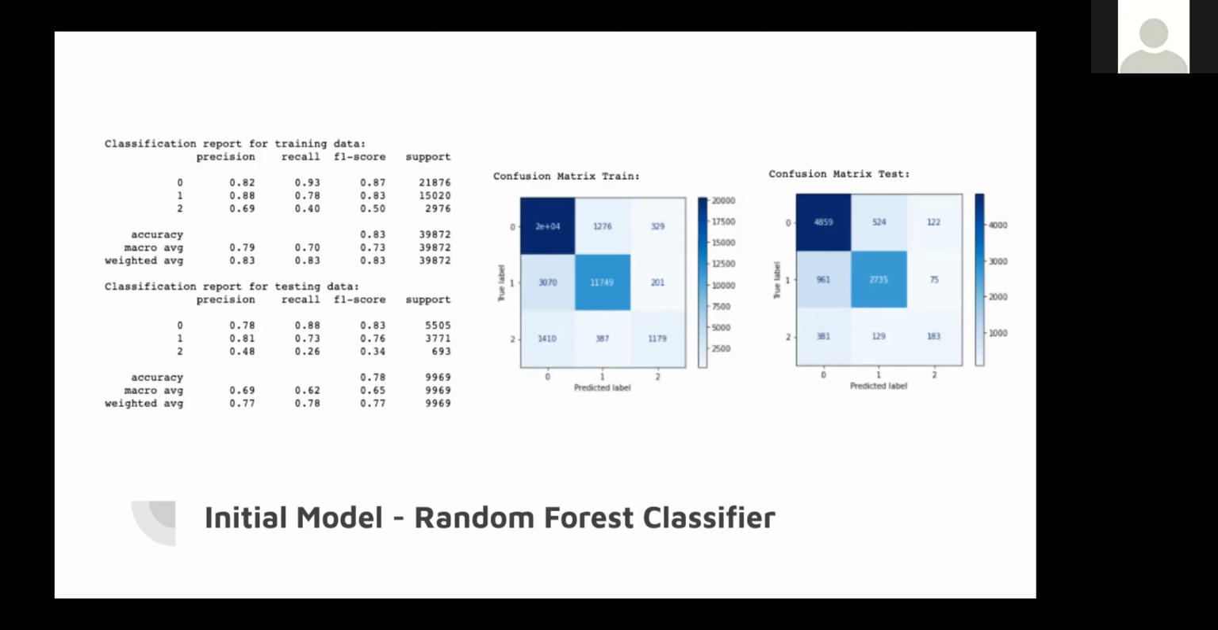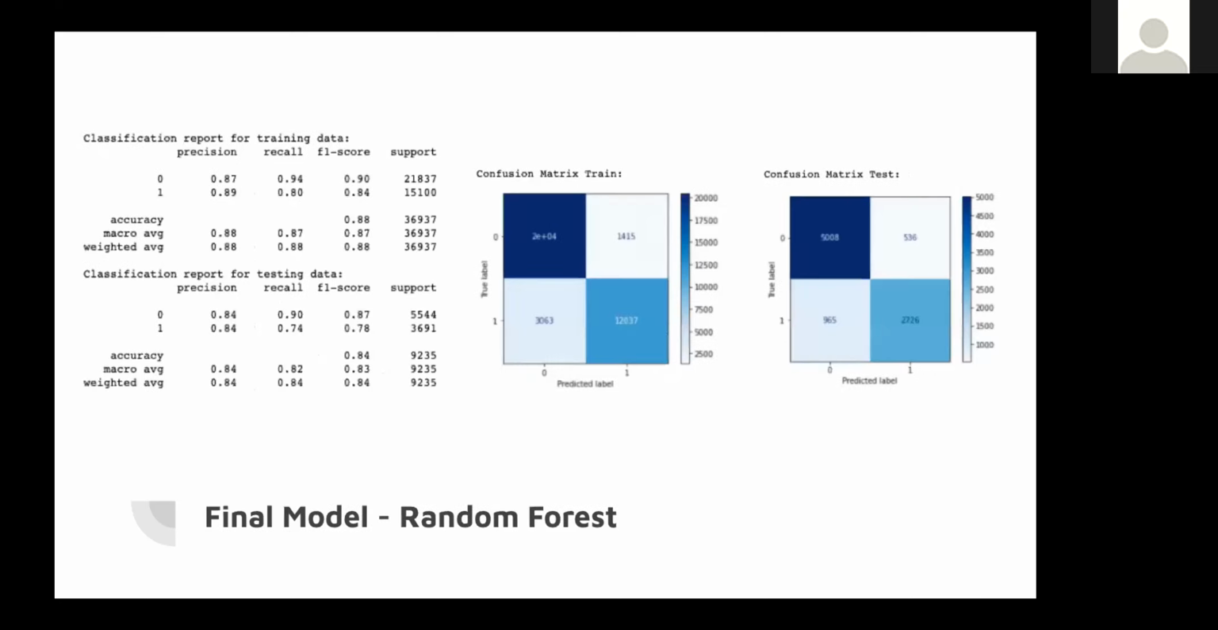So in our final model, I ended up removing that column, and it improved our model's accuracy to 88% and 84%, which is pretty good. The F1 score also increased.